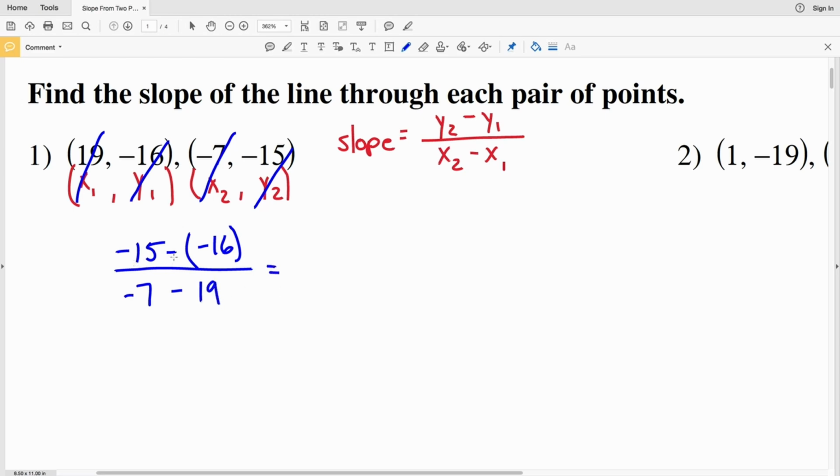Negative 15 minus a negative 16 is the same as negative 15 plus 16, which is going to give me a positive 1. And negative 7 minus 19 is a negative 26. So the slope for number 1 is negative 1 over 26.